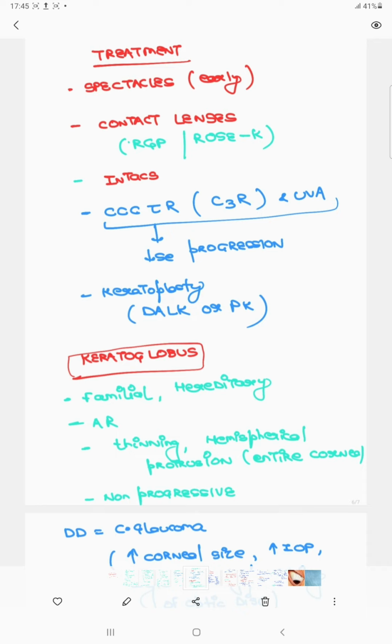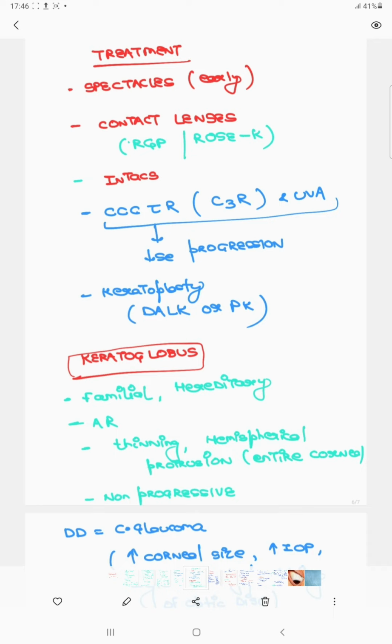What are INTACS? These are corneal rings. They are placed in the periphery of the cornea, so they flatten the center of the cornea. And corneal collagen cross-linking with riboflavin is done, followed by UV ray exposure. It will decrease the progression of keratoconus. Then keratoplasty can be done, which is anterior lamellar or penetrating keratoplasty.